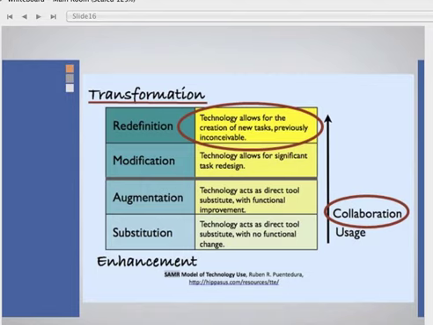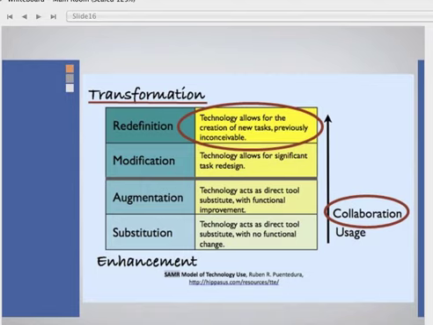So the SAMR model essentially is a way for schools as a whole or teachers individually to look at and rate their level of integration for technology in the classroom. And if you notice on the slide in the materials I sent you, there is a reference for the source. It was created by Ruben Puentedura. And if you look at the link below, there's a podcast that thoroughly explains what the SAMR model is. So one thing I would encourage you to do is to look at that.